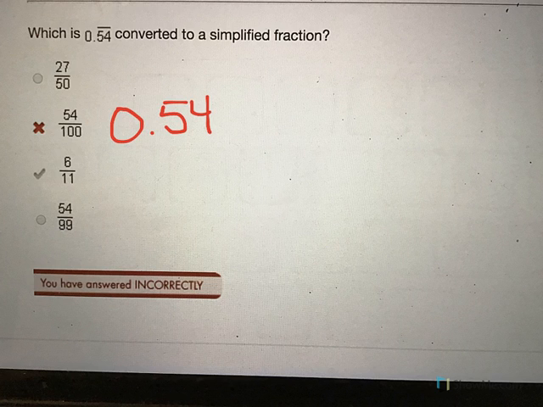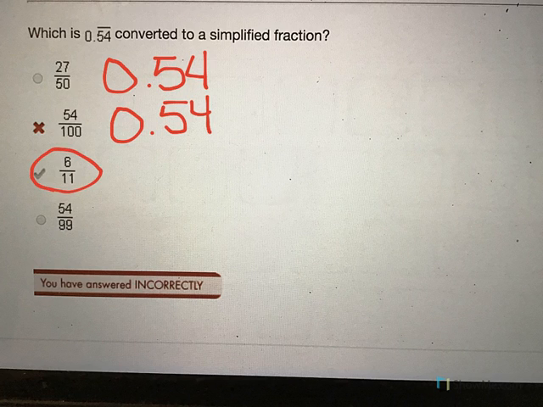The 54 doesn't go on forever. Same as this top one. If I divide 27 by 50, I'm going to get 54 hundredths, and again it stops. But this, with the bar above it, it means it goes on forever.